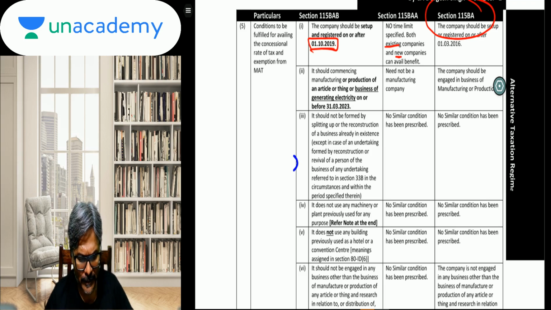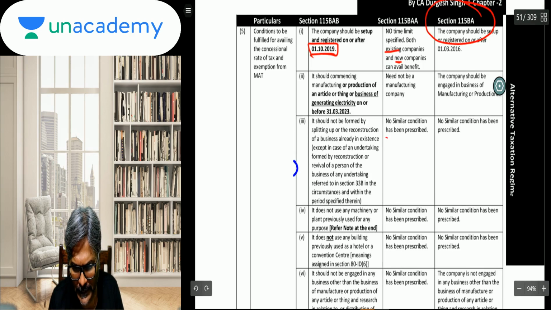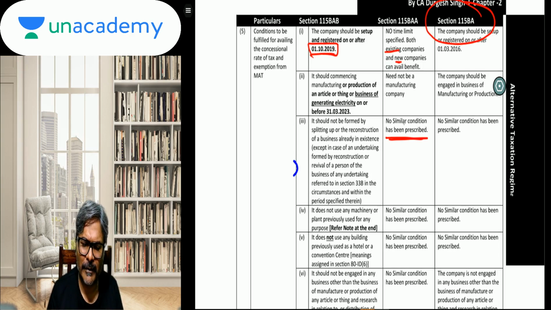Now if you see point number 4 herein, for this one there is no such condition. Why? Because as I told you, 115BAA is available for both the existing as well as the new business. So I can switch over my existing business to the scheme of 115BAA, but I cannot switch over my existing business to 115BAB. That is the fundamental difference.